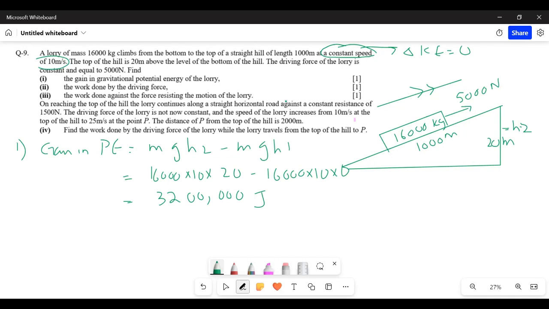Okay. Part 2, work done by the driving force. Now for work done by the driving force, both the driving force and the distance are given, so we will use the simple formula. Work done is equal to force into distance. So force is given, driving force 5,000, into distance, which is also given, distance covered by this force is 1,000. It's going to be 5 million joules. Or you can also write 5,000 kilojoules.